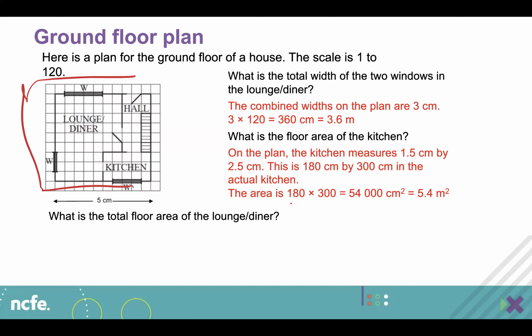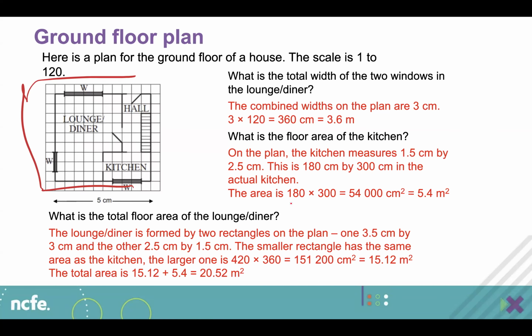What is the total floor area of the lounge? The lounge is formed by two rectangles on the plan. One is 3.5 centimeters by 3, and the other is 2.5 by 1.5.